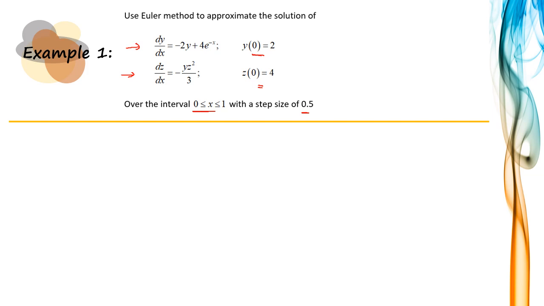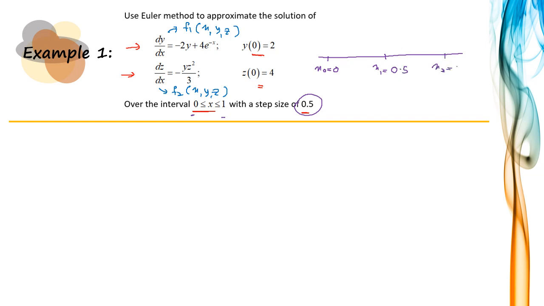So the first step, I identify which one is my f1 and f2. Equation number 1, I choose to be my f1(x,y,z), and equation number 2, I choose to be my f2(x,y,z). Then I construct a number line. I start with x0 equal to 0. The step size is 0.5, from 0 until 1. That means x1 is equal to 0.5 and x2 is equal to 1. When x is equal to 0, I have y0 equal to 2 and z0 equal to 4. From here, I need to find the values for y1 and z1, and also y2 and z2.